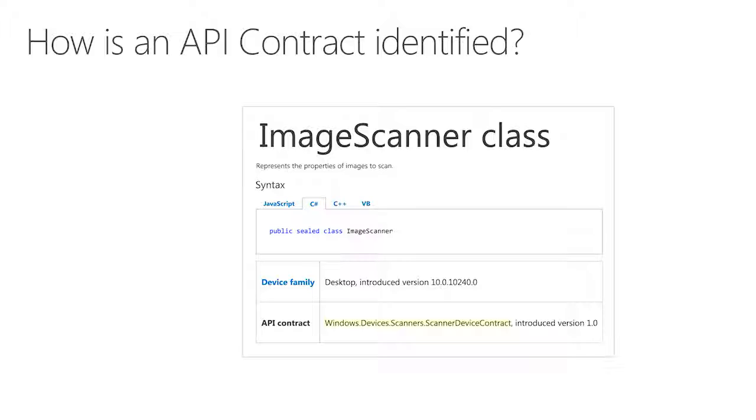Notice we've got device family here, so it's going to say exactly which device family is supported. In this case, we've got desktop for our image scanner. And then here's the actual API contract that it resides in. So this is the API, the image scanner class, this type, and it's defined in this API contract. And that's the string that represents the API contract? So that is the string that represents the API contract, but it's also the encapsulation of these APIs. Okay.